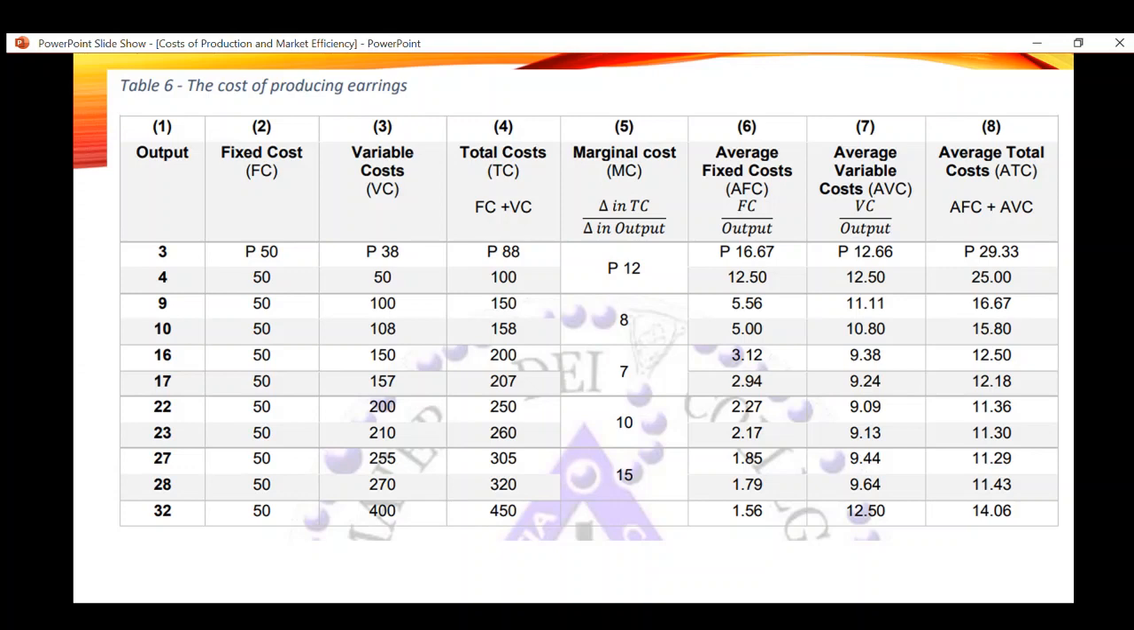But if we produce only a few, like for example 3 units, our fixed cost per unit is 16.67. So when we do pricing, our price should be higher than 16.67, not yet counting the variable cost. Let's take for example column 7. Its average variable cost, which is variable cost over output, is 12.66. If we add 12.66 and 16.67, that's 29.33. Our pricing should be higher than 29.33 so that we have a profit.